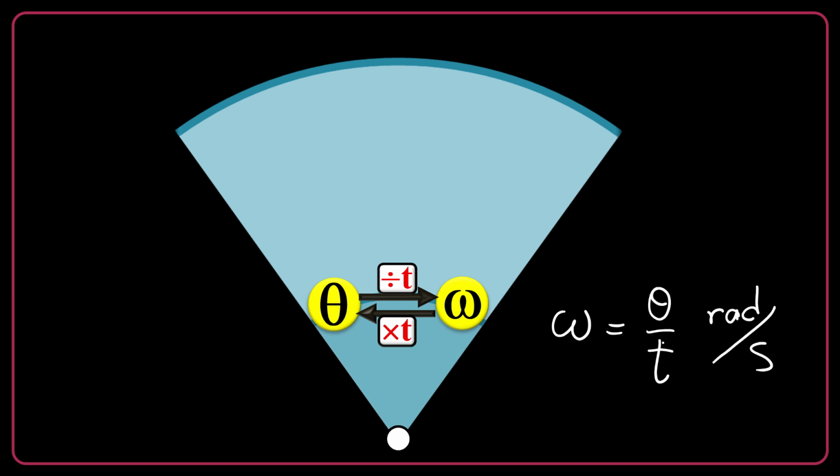If you're going to go back from omega to theta, it's very easy. Theta is omega times t. If omega is constant, instantaneous and average omega will be the same. Otherwise, you should apply omega bar, average omega. That's all. So going rightward, division by t; leftward, multiplying by t.